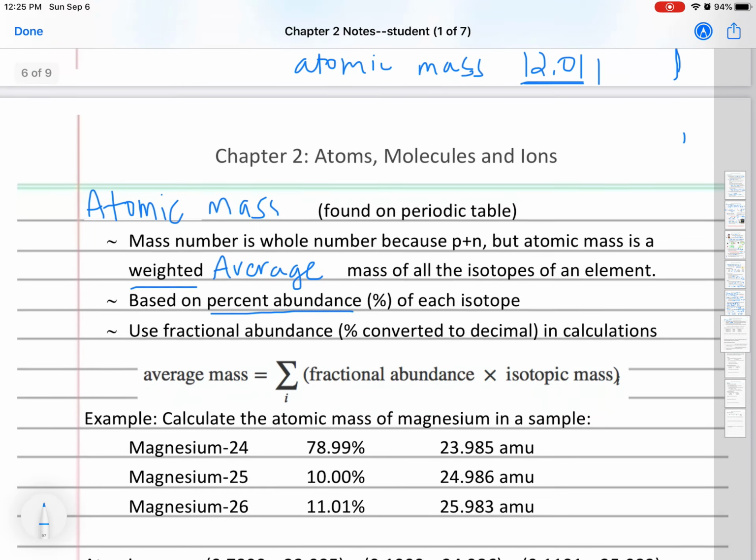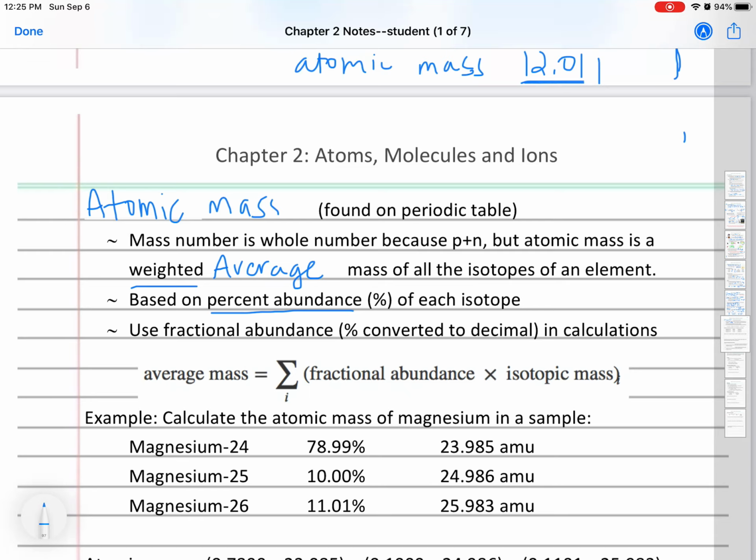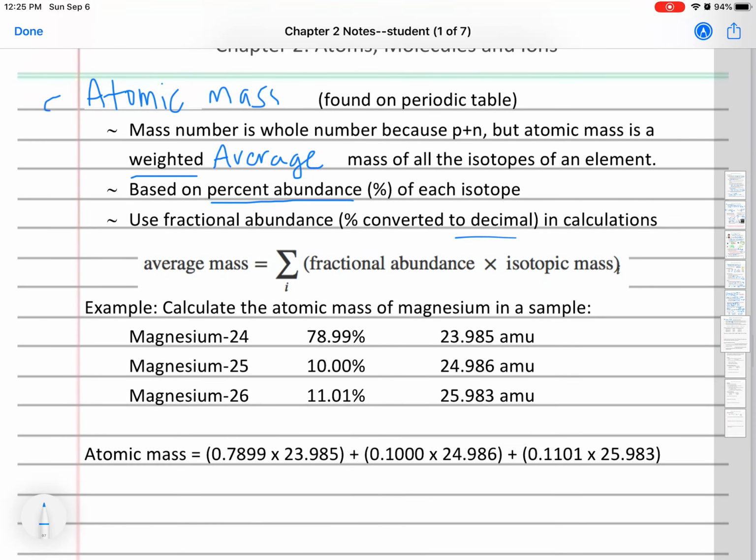And so to calculate a weighted average, you use the fractional abundance, or you take that percent abundance and turn it into a fractional abundance. So you take that percent and convert it to a decimal to use in your calculations. So the average mass, which is the atomic mass that's on the periodic table, is calculated by multiplying the abundance of the isotope times that isotope's mass, and then adding it. This is a symbol for sum. So you're taking the sum of all of the isotopes times their proportional abundance.